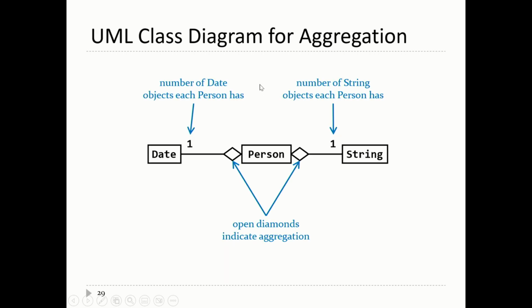Notice that the relationship going the other way is not true. A date object is not made up of, or does not have, one person object. And so that's why this is aggregation and not association here. Similarly, a string does not have a reference to a person object.